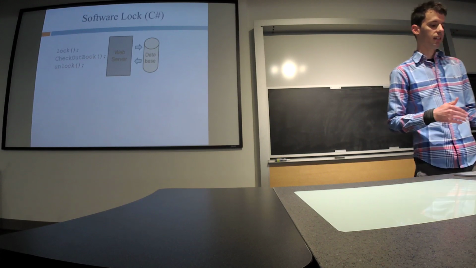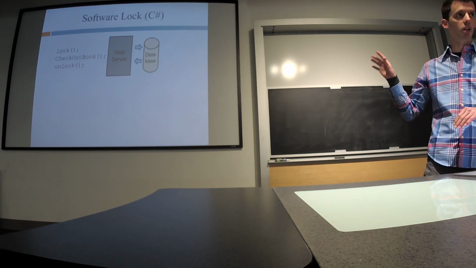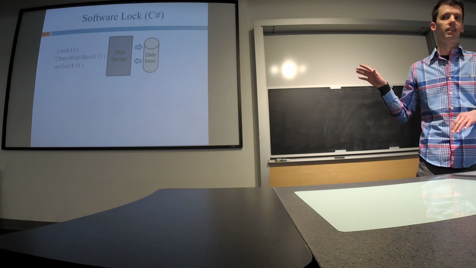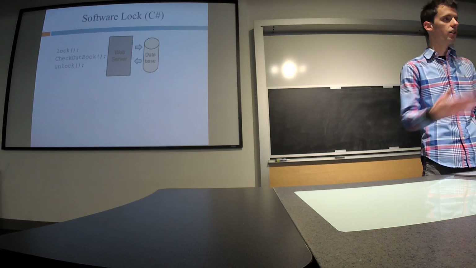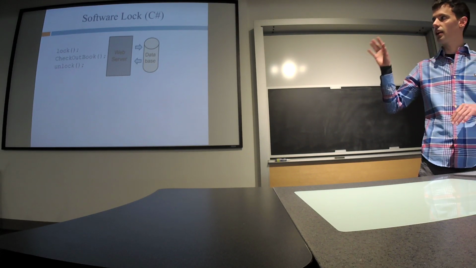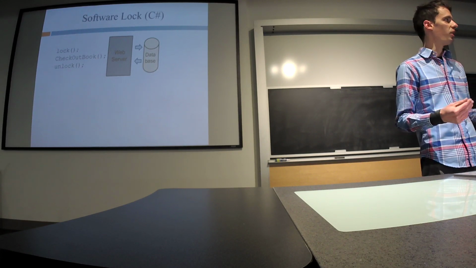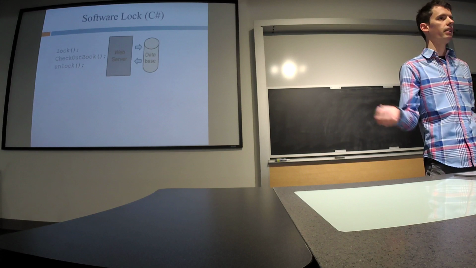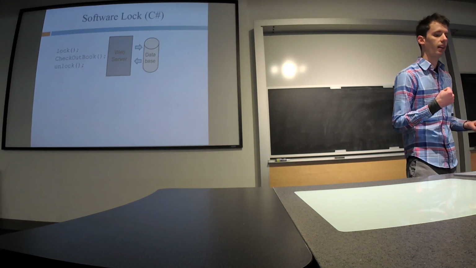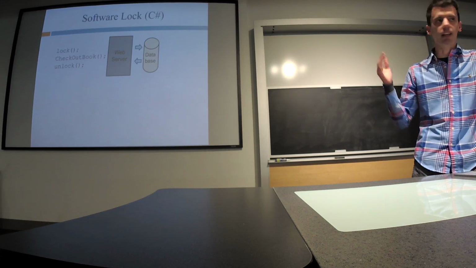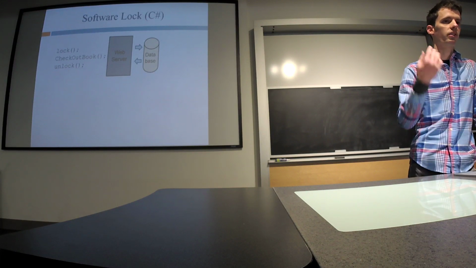And then since the web server is running on one machine, any two threads running on that machine, as long as they have access to this lock, then that will provide mutual exclusion between the Joe client and the Dan client or whatever. We don't even have to get transactions involved. We can just use a C# lock.